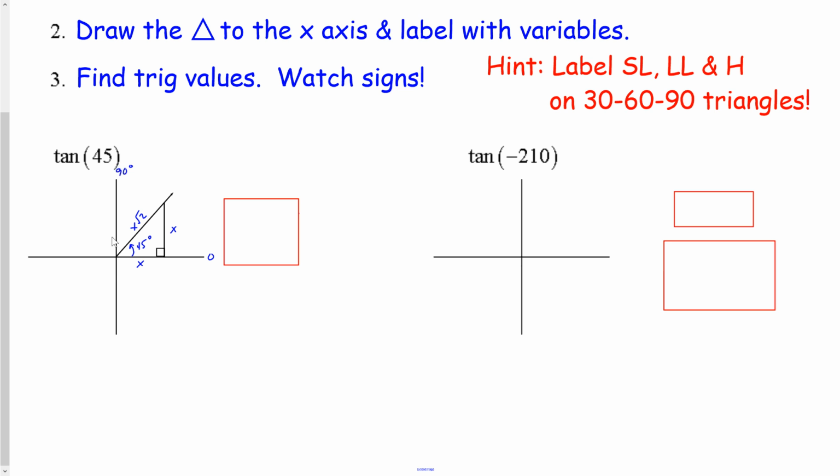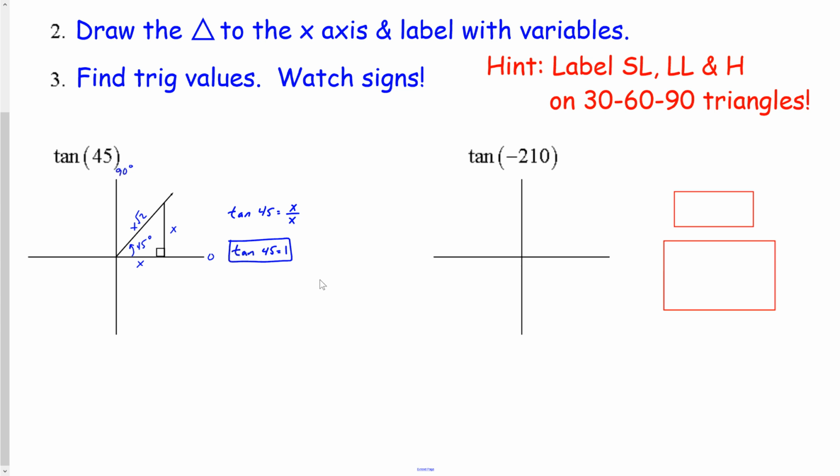Once I have this picture completed, I can actually evaluate the tangent of 45. So tangent of 45, opposite over adjacent, x over x. That would simplify to be just 1. So that gives you a little bit of an example of the process used to evaluate these trig functions and get exact values.